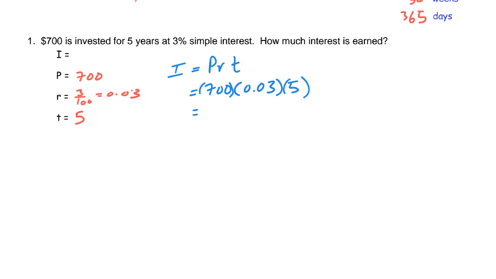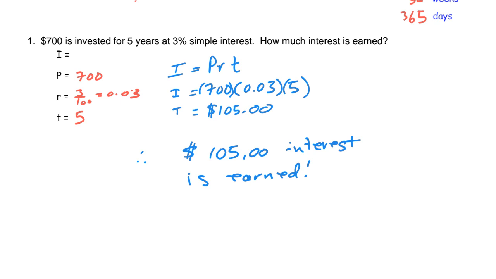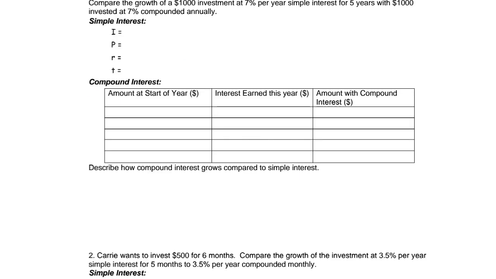I is equal to PRT. We substitute 700, 0.03, and 5, and we end up with this. And when we finally simplify, we get our answer. Therefore, $105 interest is earned. And we're done. Now, let's move on to the next problem.